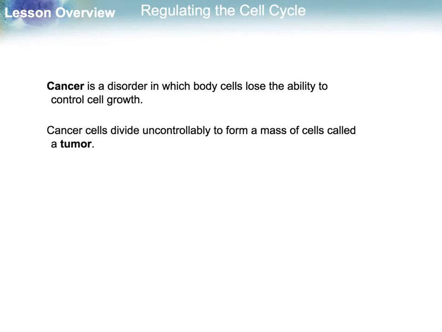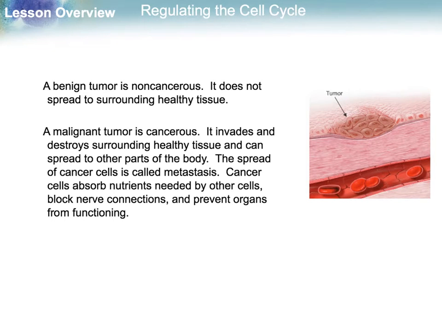Cancer is a disorder in which body cells lose the ability to control cell growth. Cancer cells divide uncontrollably to form a mass of cells called a tumor. Tumors are not always a bad thing.